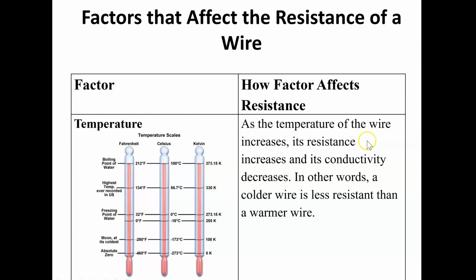Temperature. As the temperature of a wire increases, its resistance also increases, where the conductivity decreases. So that makes sense. If you increase the resistance, you're slowing down the flow, and therefore you're decreasing conductivity. Conductors allow electrons to move freely, but a material becomes less conductive as you increase its temperature. So in other words, a colder wire is less resistant than a warmer wire.